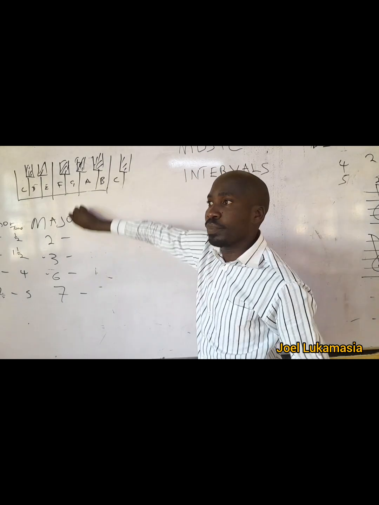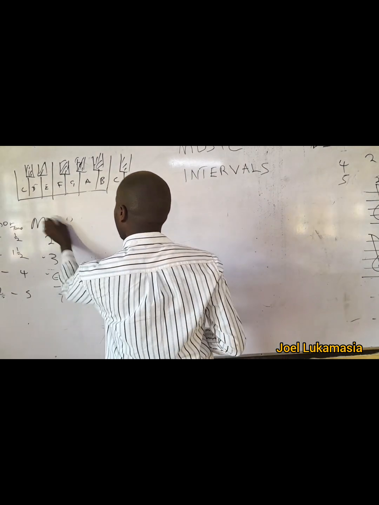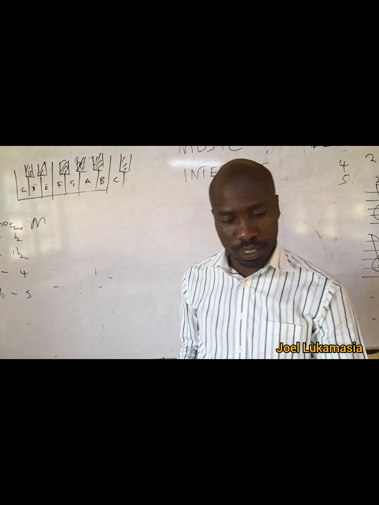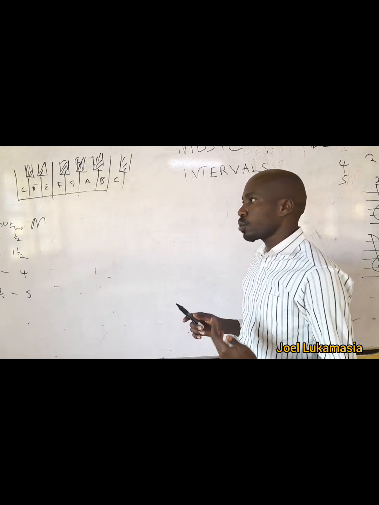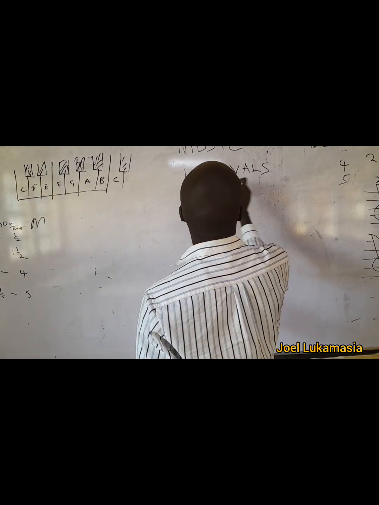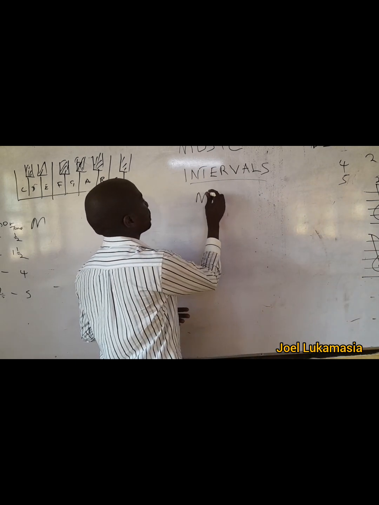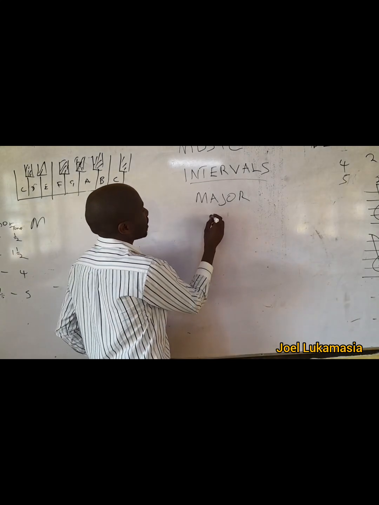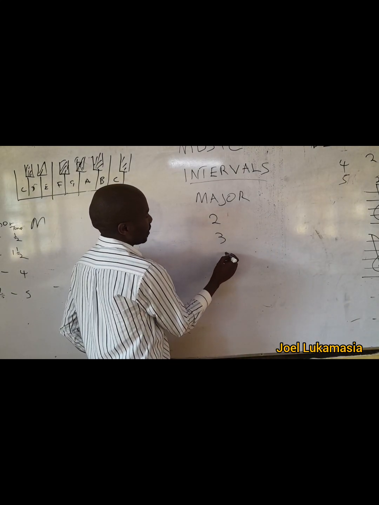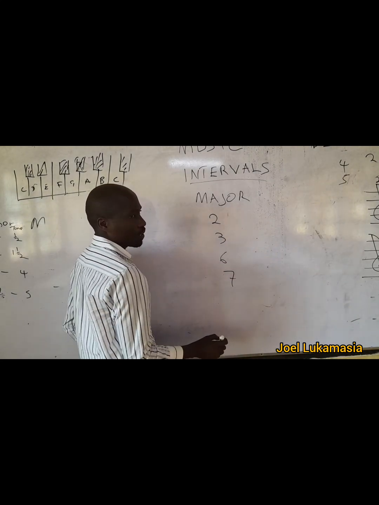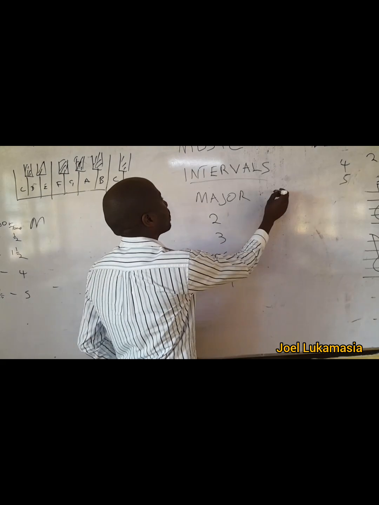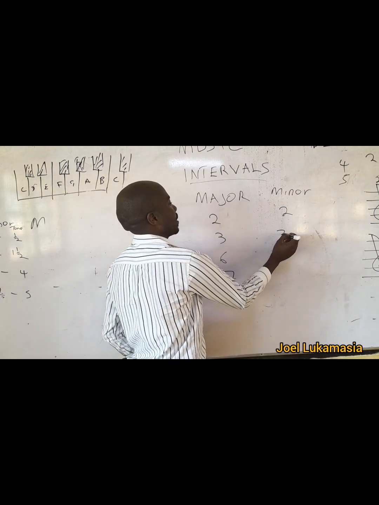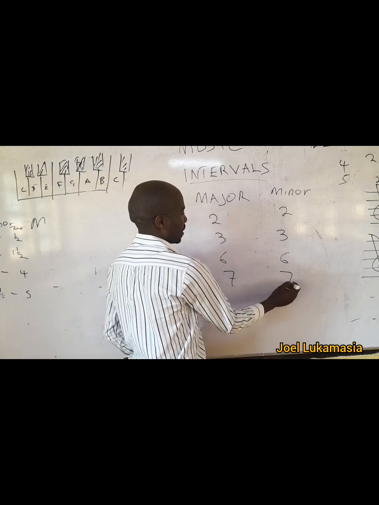Now, an interval is the pitch distance between two musical sounds. Most of the intervals that you will be required to identify in an oral test are major intervals, and major intervals are those of the second, the third, the sixth, and the seventh. And then we have minor intervals. Minor intervals will have minor second, minor third, minor sixth, and minor seventh.